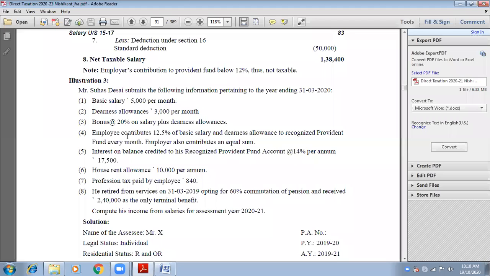Yes, ma'am. So we will write a note for employee's own contribution, which is not an income, therefore not shown in the salary, which is not considered in the salary.